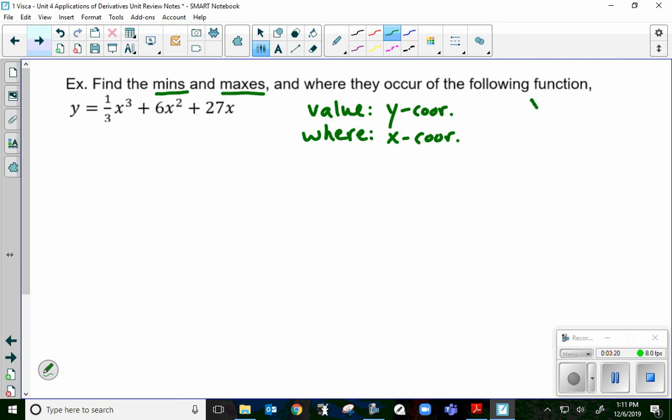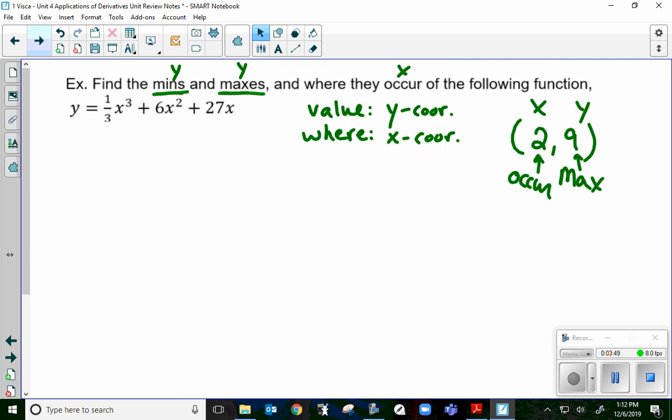So if I have a coordinate here, let's call it (2, 9), and that's a max value. The max is actually a value of 9. It happens to occur, or is located, at an x value of 2. So for here, not only do they want us to find the mins and maxes, those are the y values, they want us to know where they occur. I need the x values for each one of those.